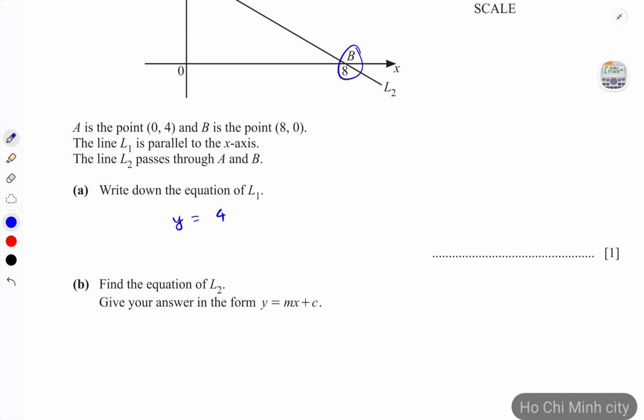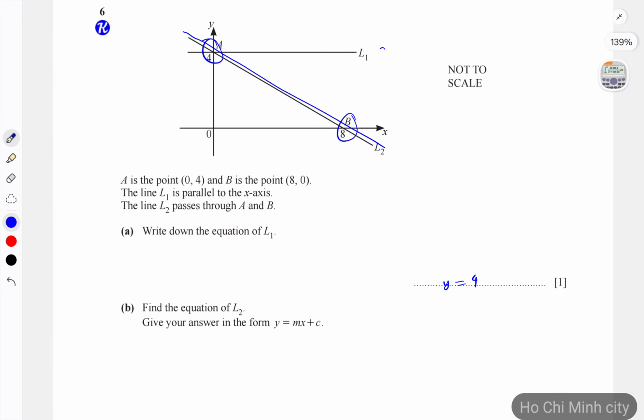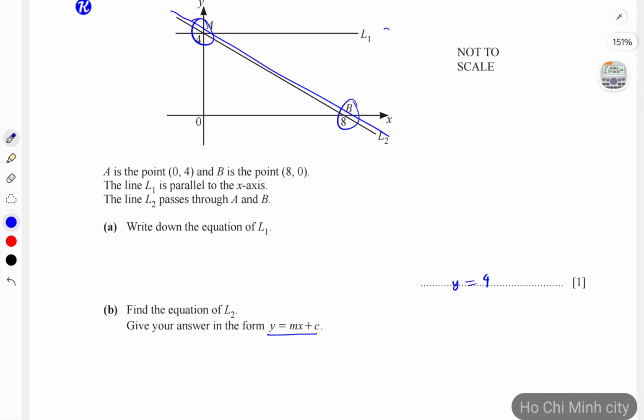And part B, find the equation of L2. All right, so because L2 is a straight line, it has the form y equals mx plus c. So first of all, we need to find out the gradient or the value of m. So m would be the y change over the x change. So that is negative 4 over 8, and that is negative 1 over 2.